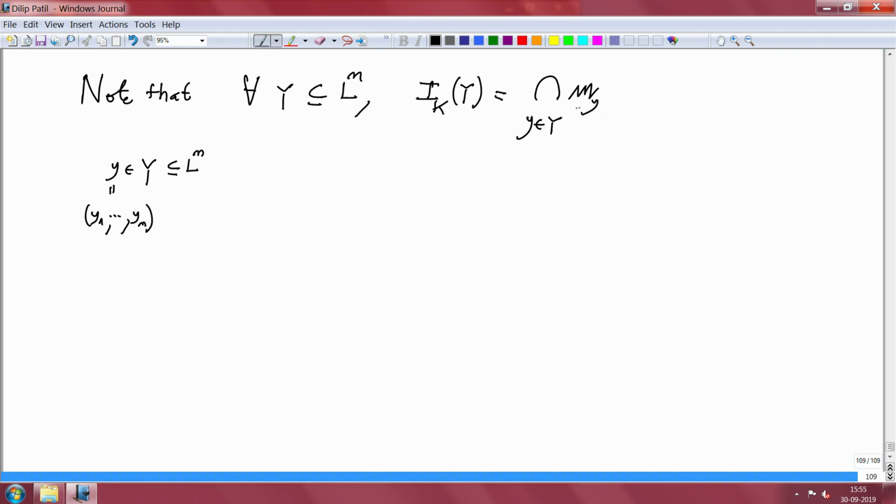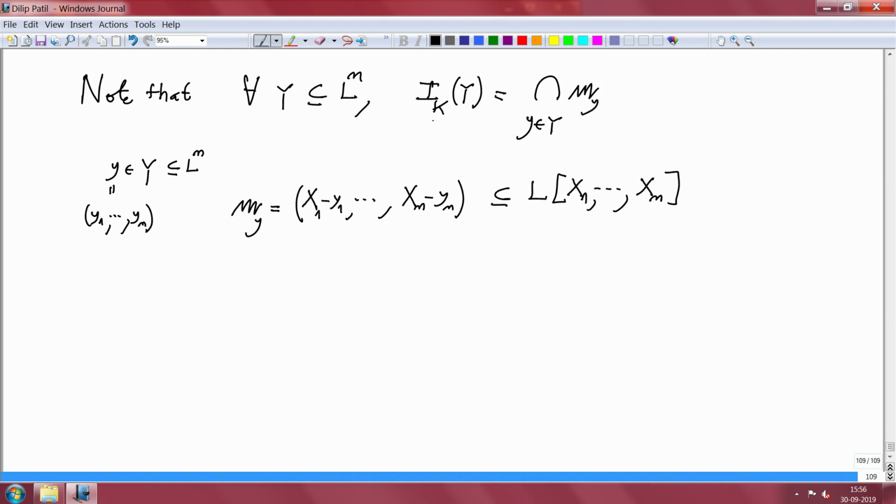Therefore, this is precisely the ideal generated by x1 minus y1 up to xn minus yn, and this is the maximal ideal which vanishes on the point y1 to yn, and everybody vanishes, so it is an intersection. But the point to note here is that a priori this is an ideal where the coefficients are in L. This is an ideal in L[x1 to xn].